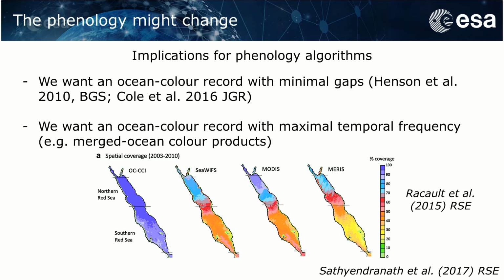We want an ocean colour record with minimal gaps, as we discussed earlier for other properties. But we also want an ocean colour record with maximal temporal frequency. This is an example from our CCI product in the Red Sea. This is the percent coverage of weeks, practically 100% in OC-CCI data, compared to our single sensor products. So what Marie argues here is that we should be using products like OC-CCI to look at long-term phenology.